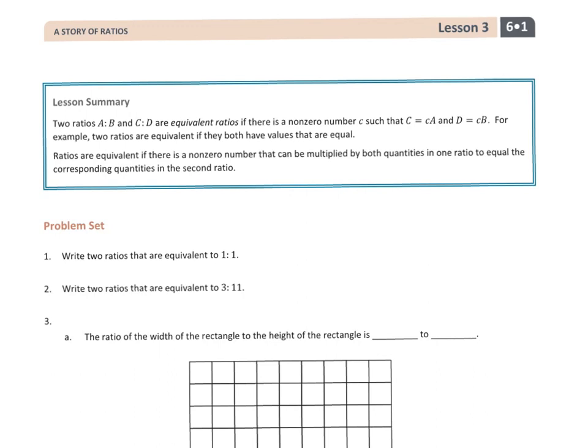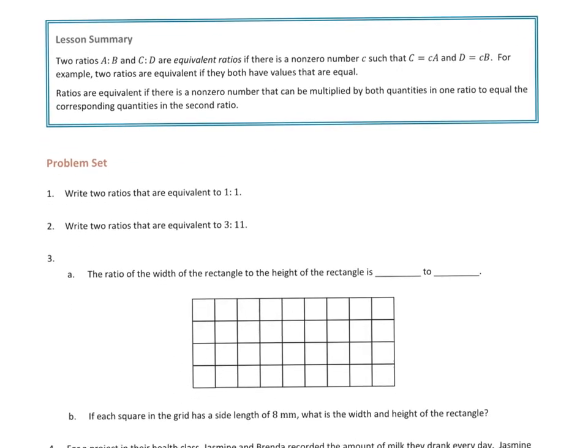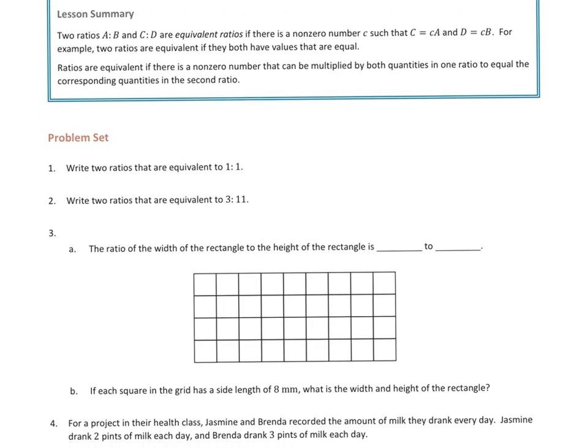We're talking about equivalent ratios, and we have to remember that with equivalent ratios, whatever ratio we're given, if we want to make it equivalent, we have to have a non-zero value to multiply both pieces of the ratio. So we're going to take a look at that in questions 1 and 2. Question 1 says, write two ratios that are equivalent to 1 to 1.